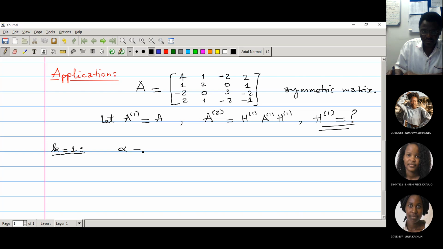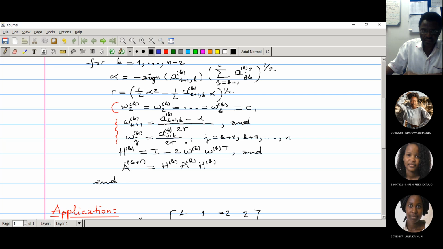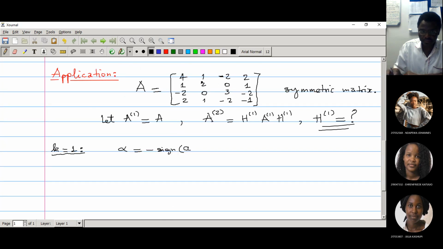what is my alpha? Remember, it's negative sign of A_{K+1,1}. So K is 1, so it will be A_{2,1}. Obviously, this 1 here on top is for this A.